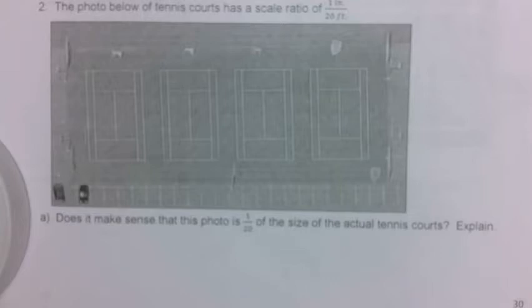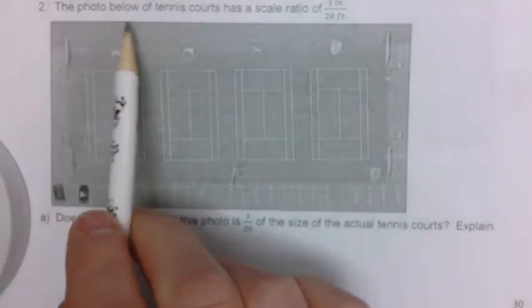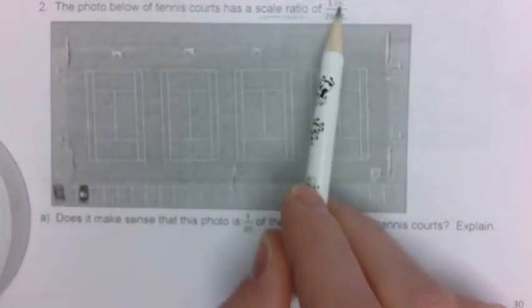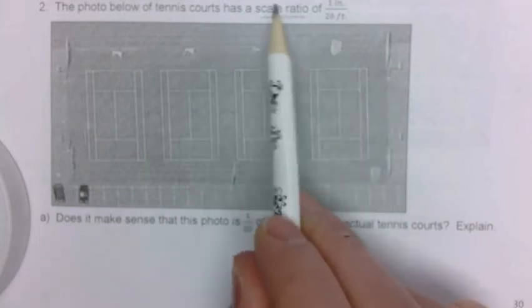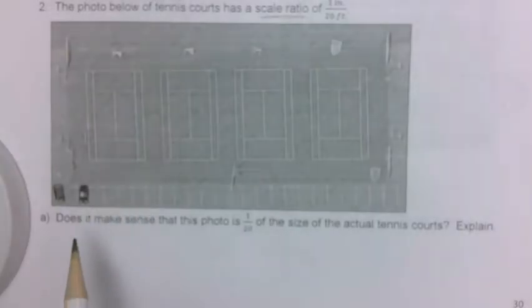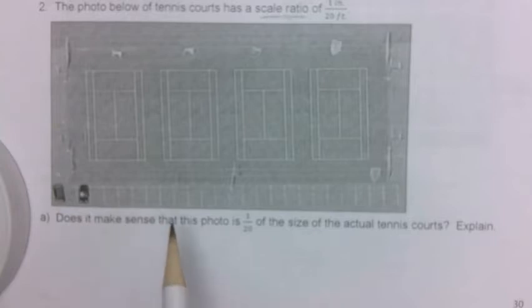In example number 2, we see a picture of some tennis courts. And they tell us that the photo below of the tennis courts has a scale ratio of 1 inch to 20 feet. That's a scale ratio. All right. So the question says in question A, does it make sense that this photo is 1/20th the size of the actual tennis courts? Okay, 1/20th meaning the scale factor is 1/20th.